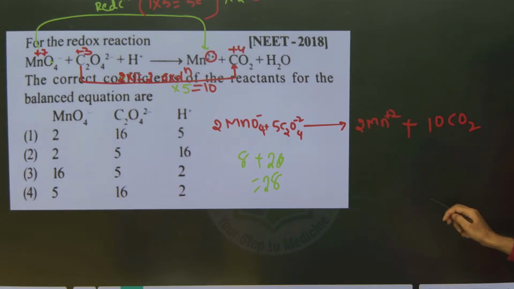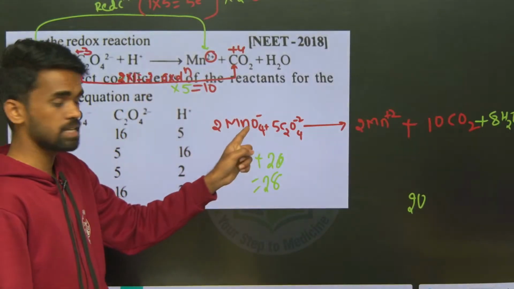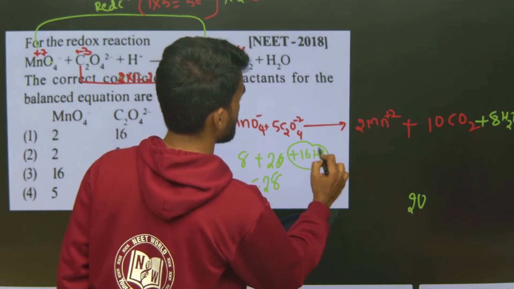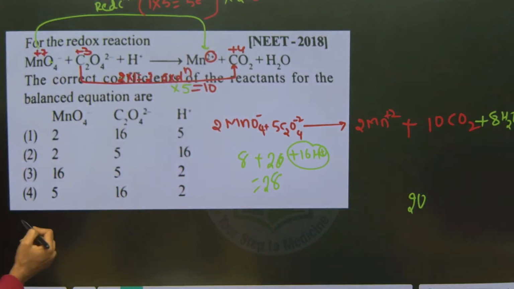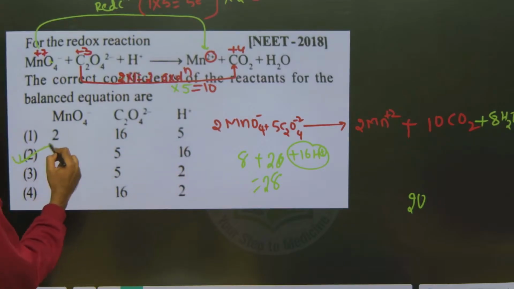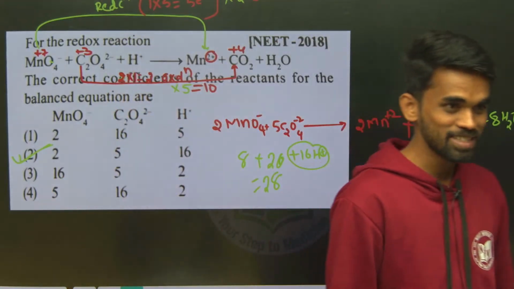How many are there? Only 20 oxygens. So just add 8 H2O. How many hydrogens are required now? 16 hydrogens are required, so plus 16 H plus ions on the reactant side. That's it. Where do we have it? Option 2: 2, 5, 16. That's the second option. So practice 1 or 2 questions.